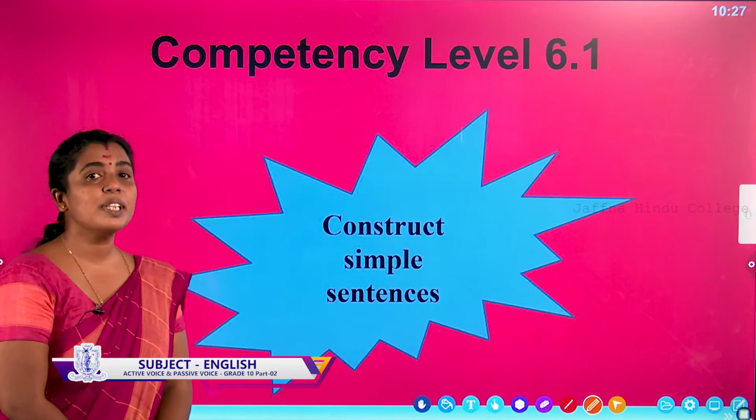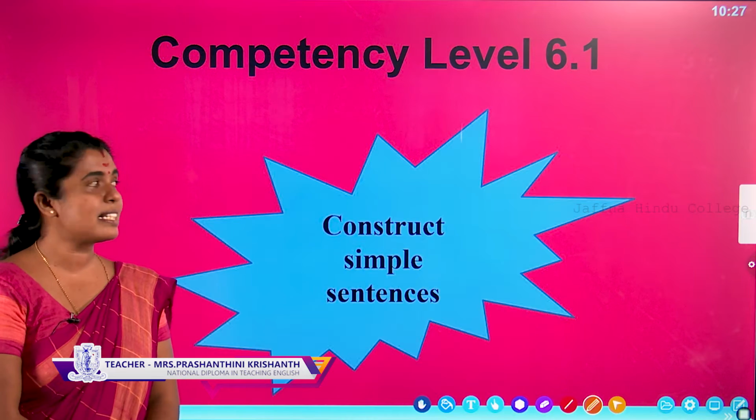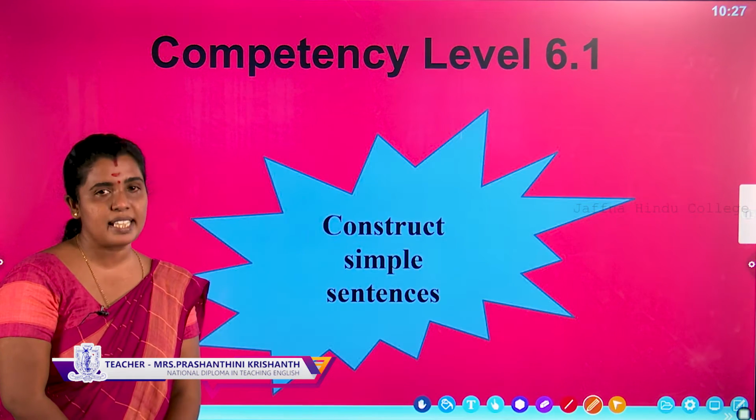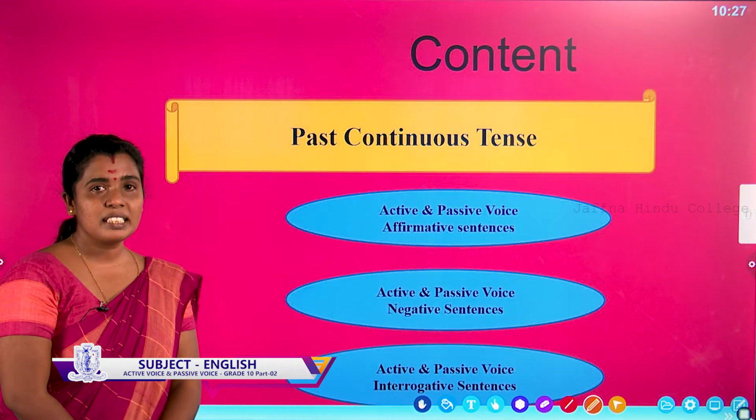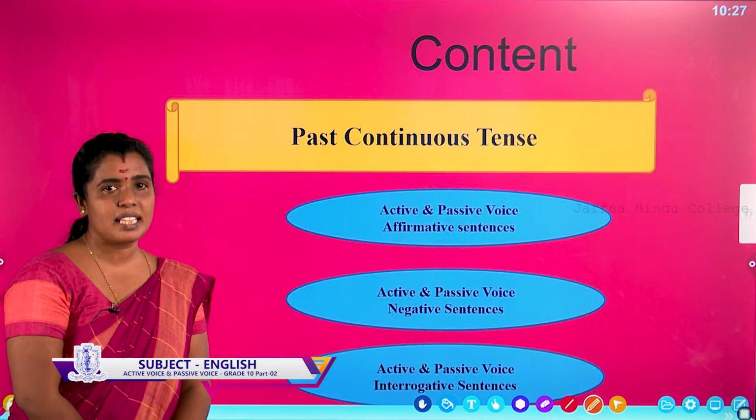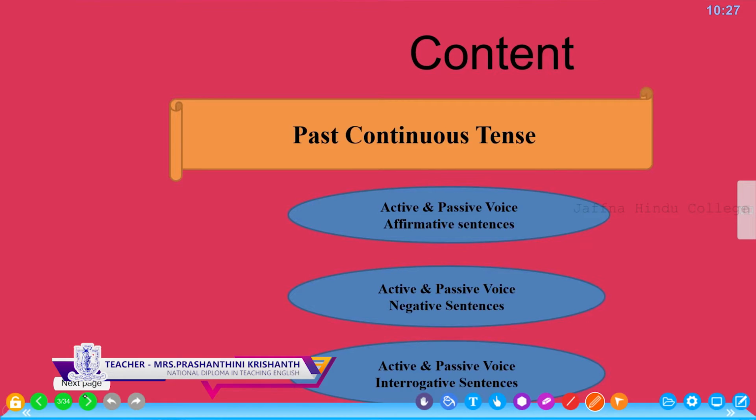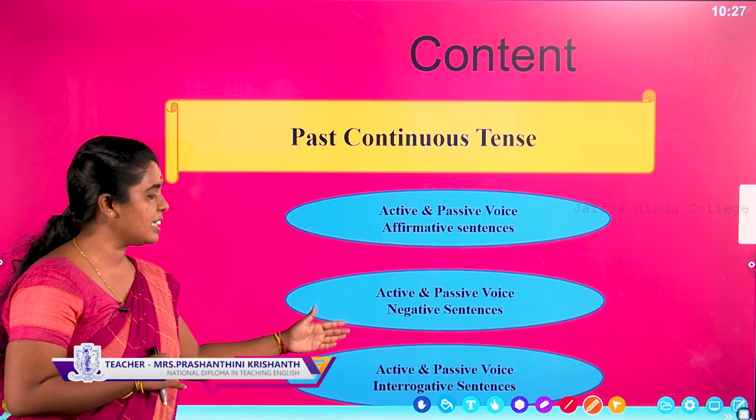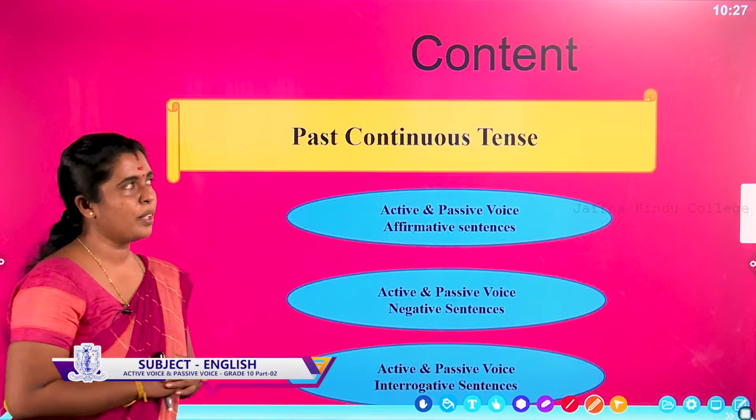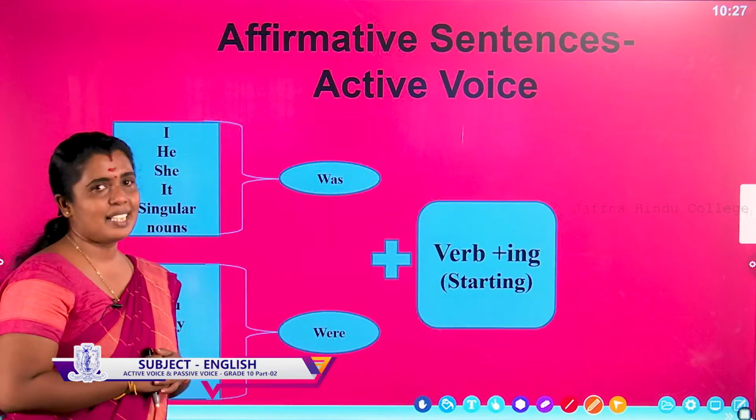Okay children, you know competency level 6.1 is related to constructing simple sentences, right? Today's content is past continuous tense. So today we are going to learn past continuous tense, active voice and passive voice, both the affirmative pattern, the negative form and the interrogative form, right? Okay, let's go to the lesson.